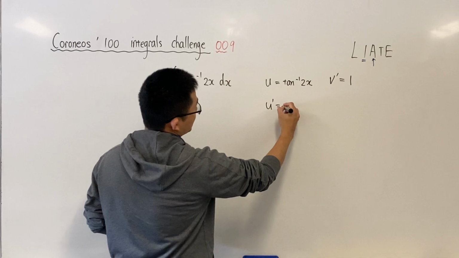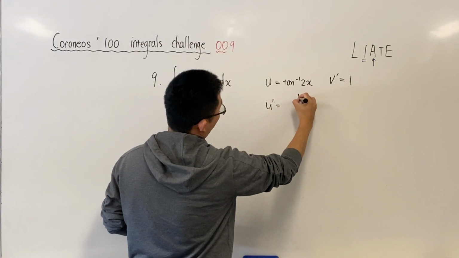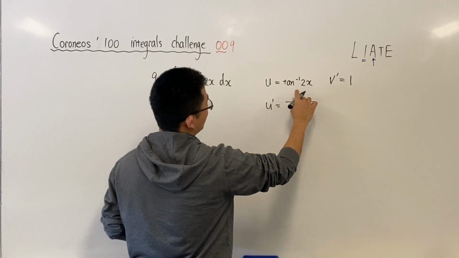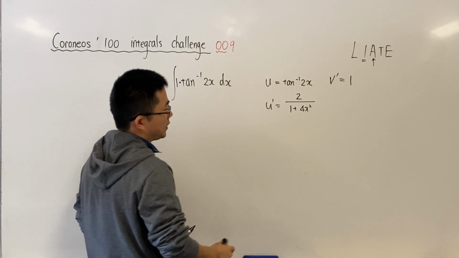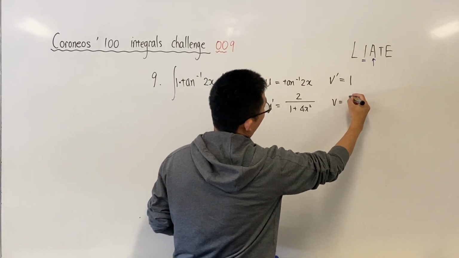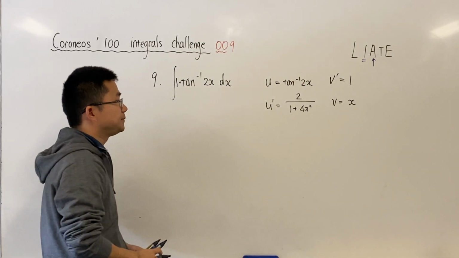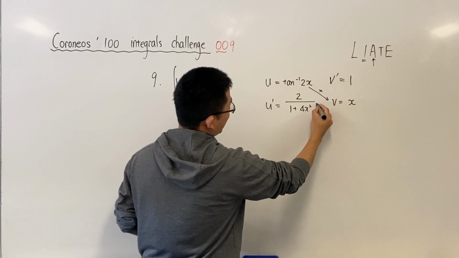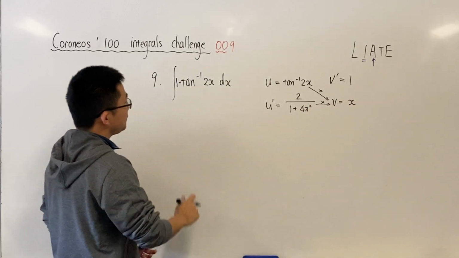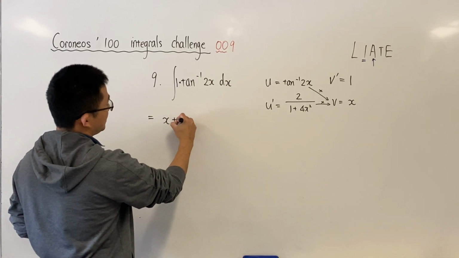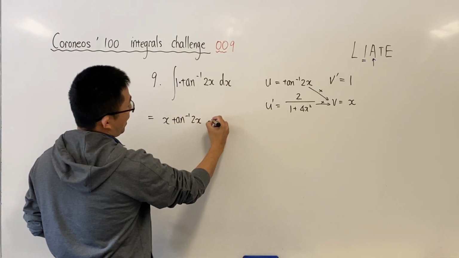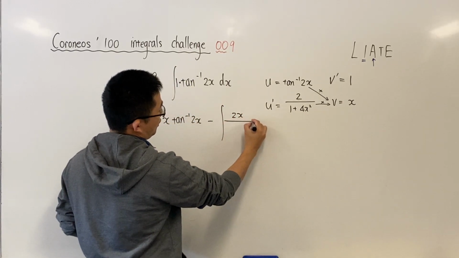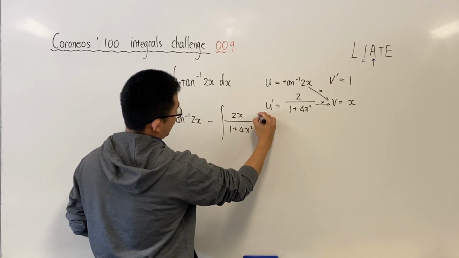So when we differentiate, u dash is equal to 1 over 1 plus 4x squared, times by 2. Now we can move this one and change that to 2. v, when we integrate 1, is equal to x. So once we finish that, we can now apply integration by parts. We multiply these two together and then minus the product of these two. So that gives us x tan inverse 2x minus the integral of, we multiply these two together, 2x over 1 plus 4x squared dx.